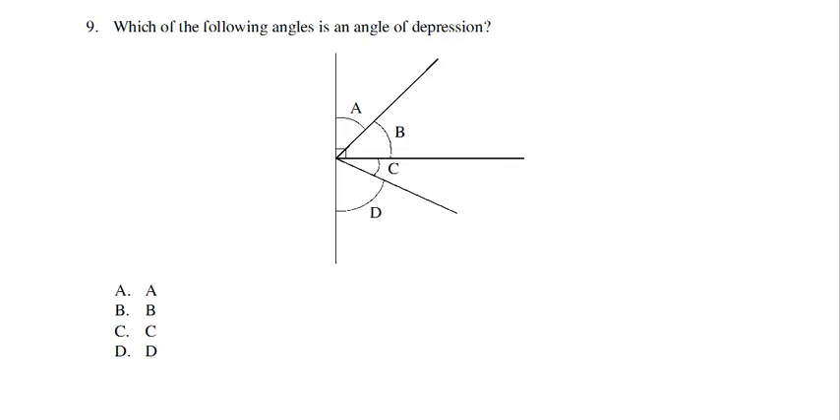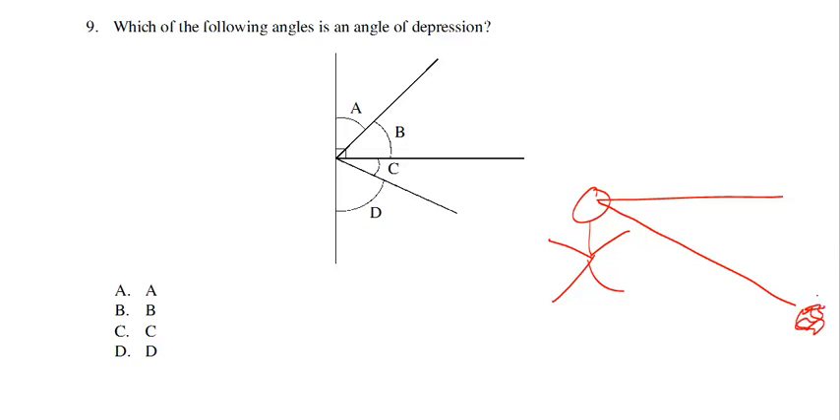Which of the following angles is an angle of depression? So let's talk about angle of depression. Angle of depression kind of works like this. If you are standing here and you're looking straight out at something, the angle that it makes with, let's say, I don't know, you have something sitting over here on the ground, who knows what it is.